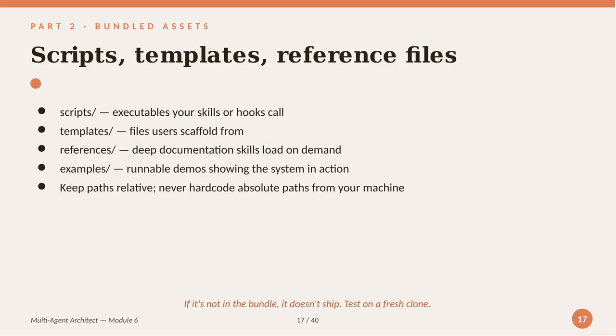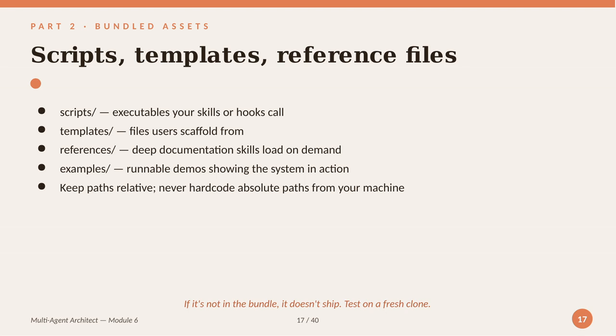Bundled assets. Everything that's not a primitive, but ships with the plugin. Scripts. Executables your skills or hooks call. Build scripts, verifiers, format runners. Keep them in scripts/ with descriptive names. verify_manifest.py, build_archive.sh.